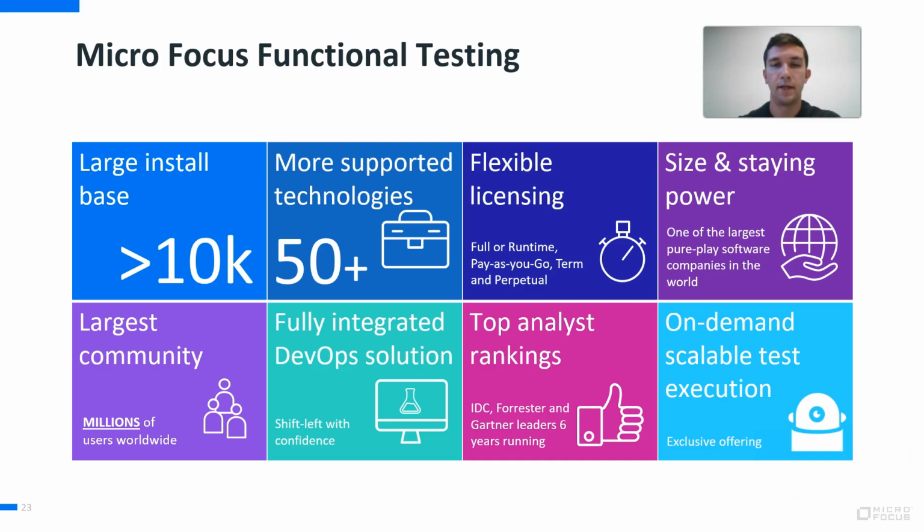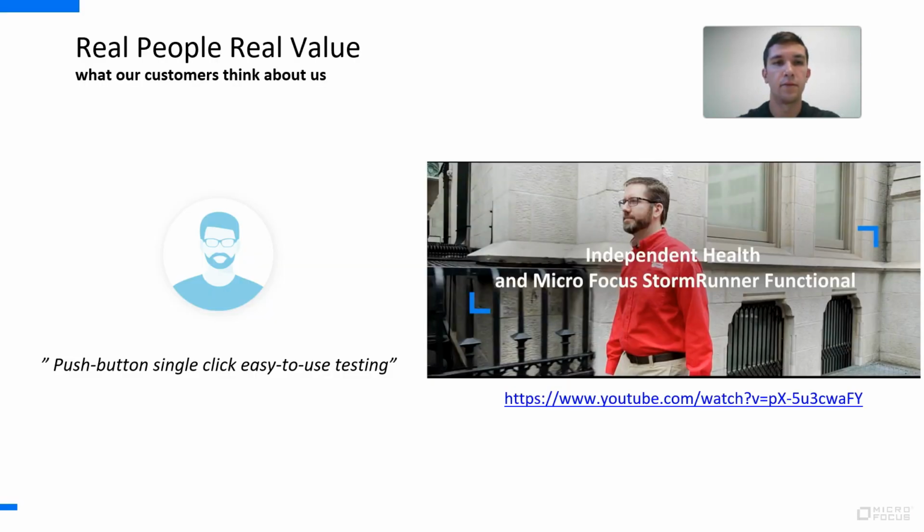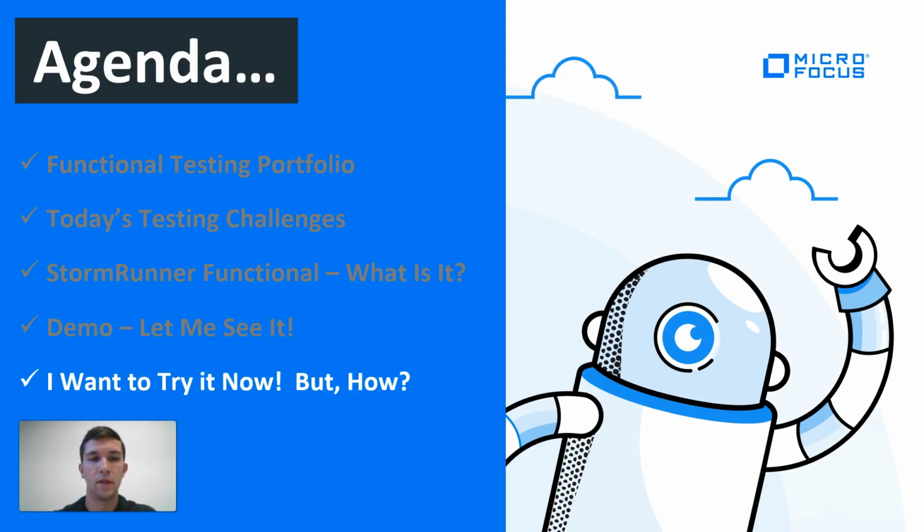Check out all the data that we have out there. We've certainly got communities out there, we've got wide adoption, and then check us out in the rankings as well. And for customer references, I'll also have those in the link below. Definitely check these out so that you can see how our customers are benefiting from adopting StormRunner Functional.